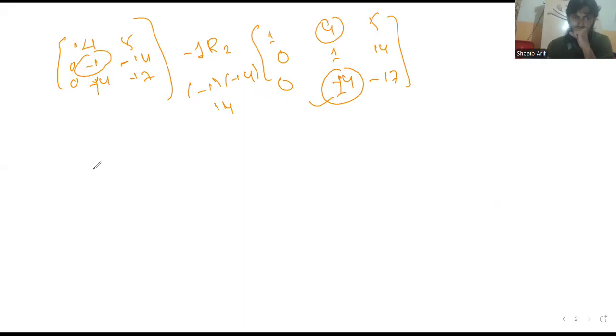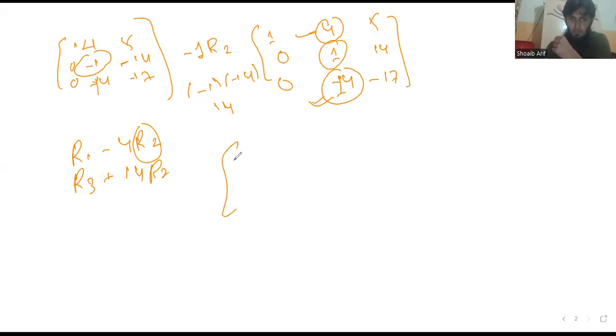So apply operations. For this number, we will do R1 minus 4R2, and for this, which is minus, R3 minus, but we will substitute plus because this is minus 14 R2. With the help of R2, we will zero this number and this number, because this is the pivot element 1. So apply operations. So 1 0 0.